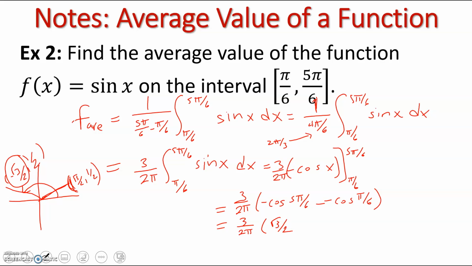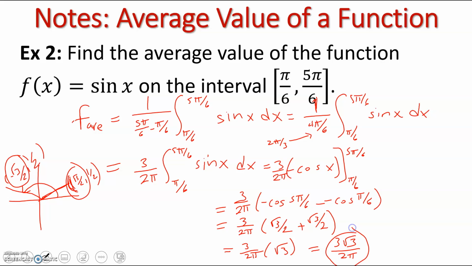And then here we have minus a negative, so this is going to become plus. And then cosine of pi over 6 is root 3 over 2, so we get that right here. But root 3 over 2 plus root 3 over 2 is going to become just root 3, because it's 2 root 3 over 2, which is just root 3. So this is 3 root 3 over 2 pi. And that's our average value.